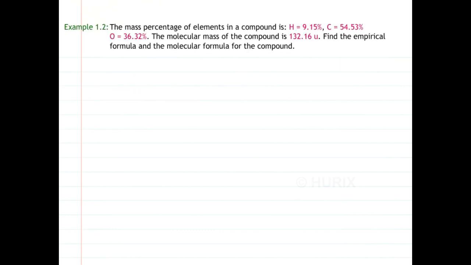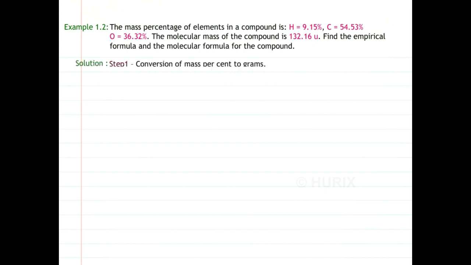Example 1.2. The mass percentage of elements in a compound is H equals 9.15%, C equals 54.53%, O equals 36.32%. The molecular mass of the compound is 132.16 u. Find the empirical formula and the molecular formula for the compound.